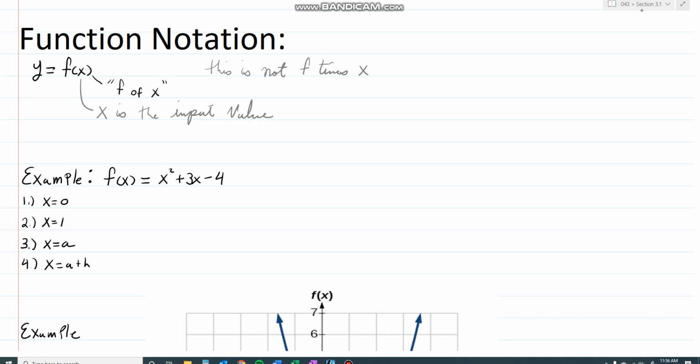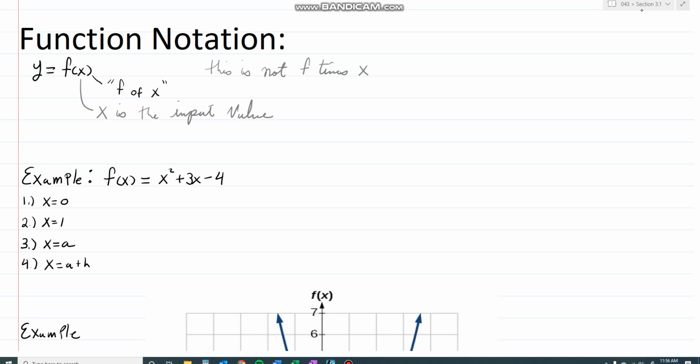Okay, in this video, I want to start explaining some of that function notation. We saw a little bit of that in the last video, and I want to describe it. So y equals f of x. This is pronounced "f of x." This is not f times x, it's f of x. X is the input value, okay?